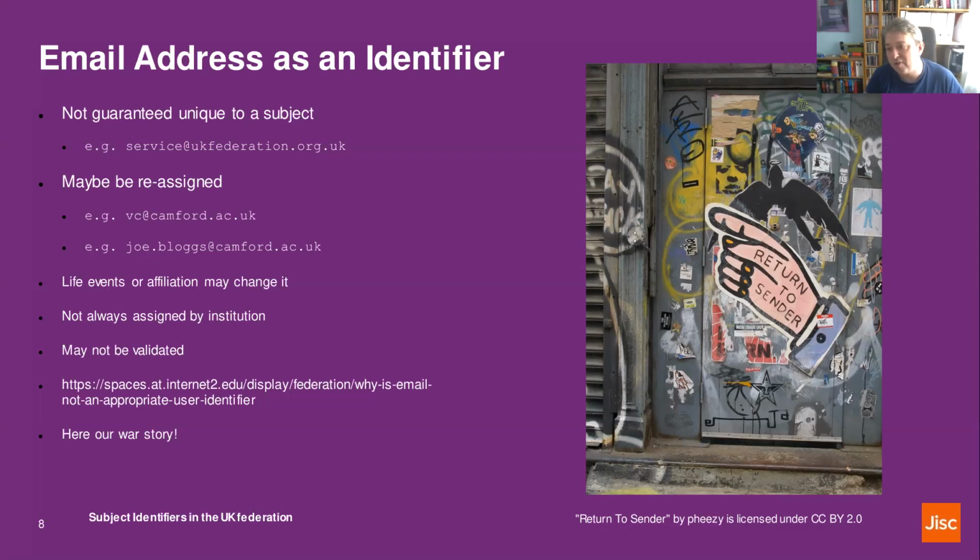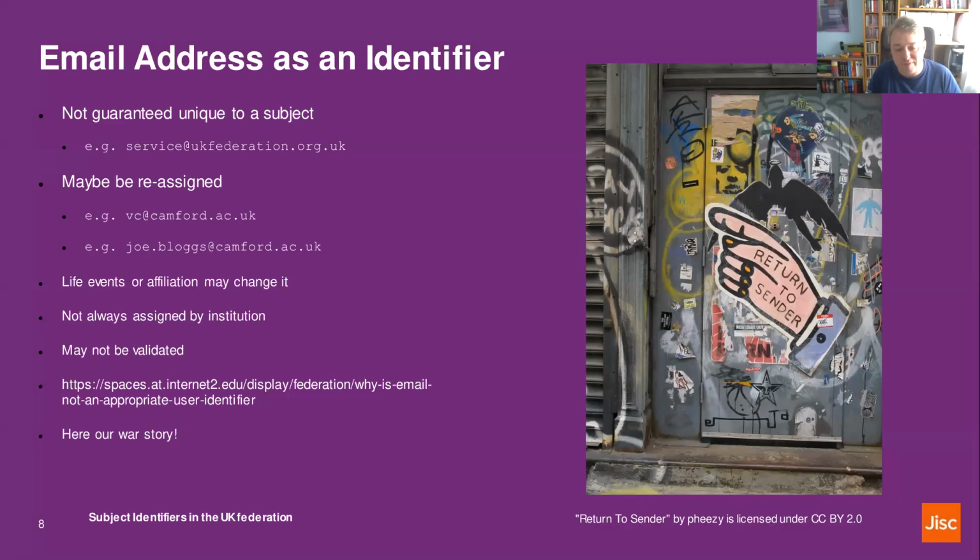And life events or affiliations may change it. People get married or change names, and affiliations change, which may dictate this. Somebody might be a postgraduate student and then become a staff member, and their email address changes as part of that. It's also not always assigned by the institution, so it's entirely possible to have other email addresses on other systems.